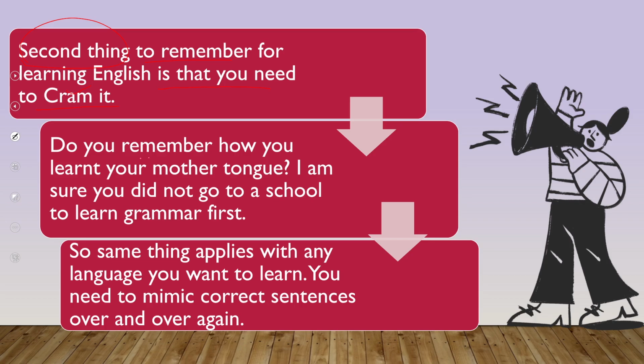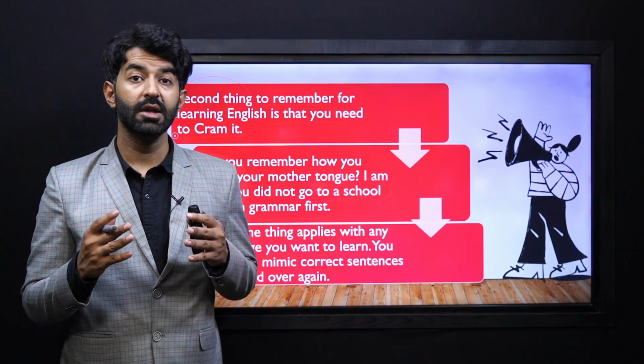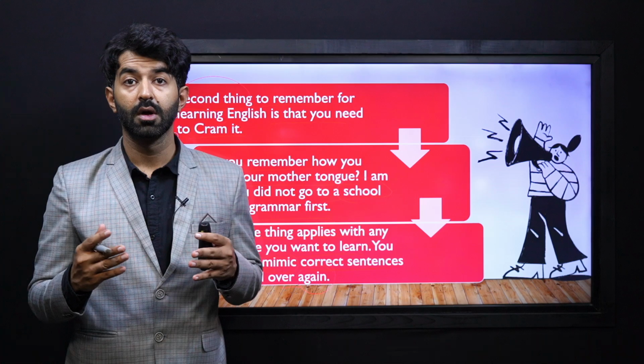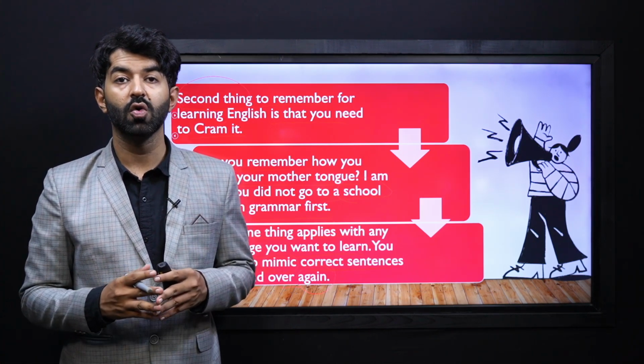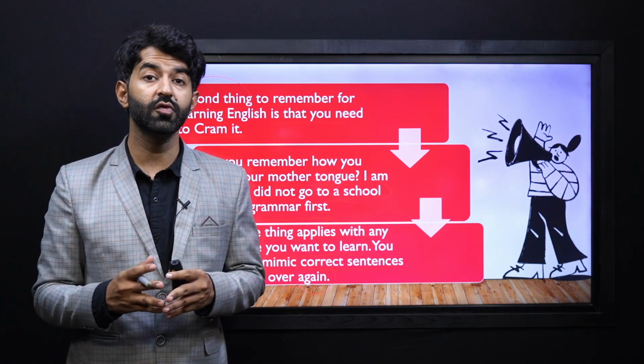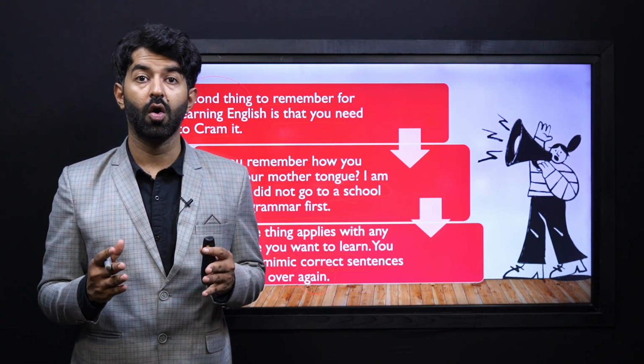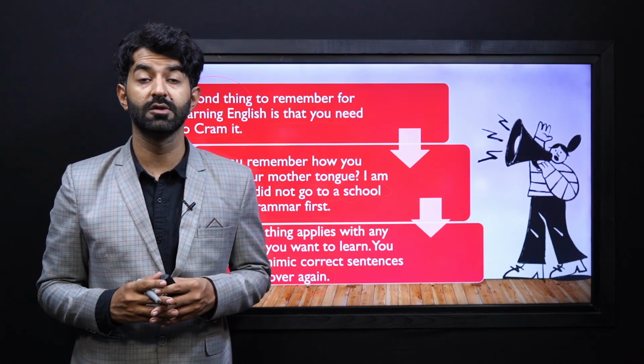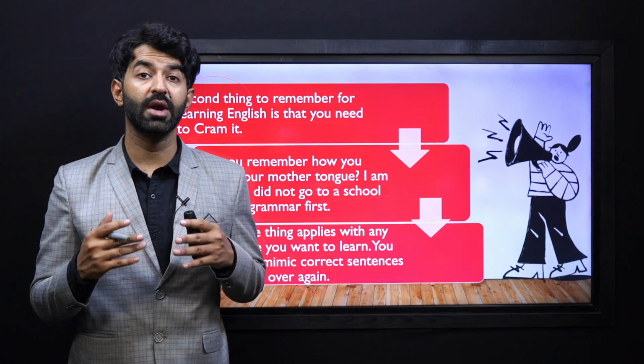Do you remember how you learned your mother tongue? I'm sure you did not go to a school to learn grammar first. The same thing applies with any language you want to learn. You need to mimic correct sentences over and over again. You need to read a lot, listen, speak, and try to write in English. Putting all these things together will improve your four language skills of the English language, which are reading, speaking, listening, and writing.